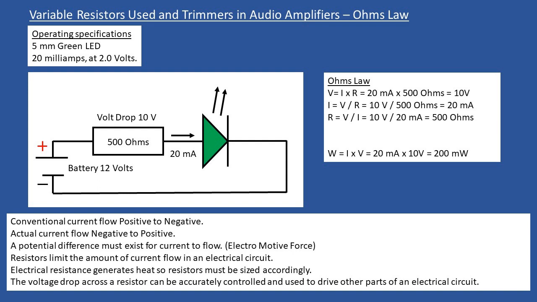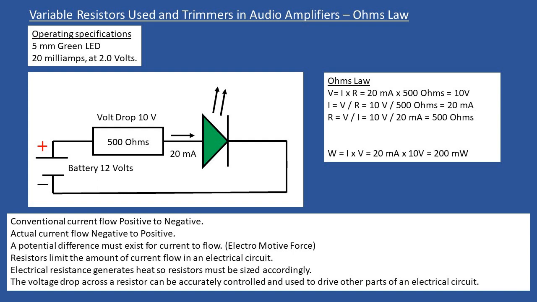Okay, so the first one is conventional current flow, and then there's something else which is referred to as actual current flow. And you may think, well, what does that actually mean? Well, what I'm referring to when I talk about conventional current flow is really how electricity, the flow of electricity, or current, whatever terminology you want to use, moves within an electrical circuit.